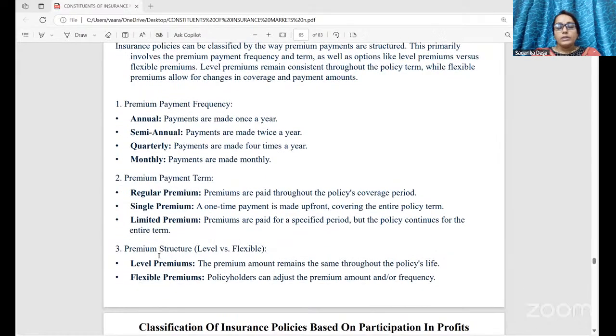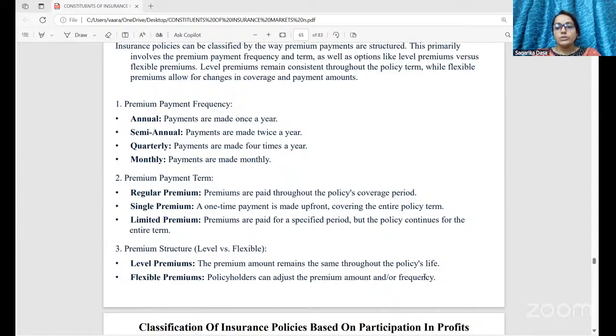Then we have another premium structure, that is level premiums and flexible premiums. Level premium is also called fixed premium, where the premium is fixed throughout the policy's life. Whereas flexible, by the name itself, it is clear. It will keep changing, adjusting the premium amount and or the frequency.